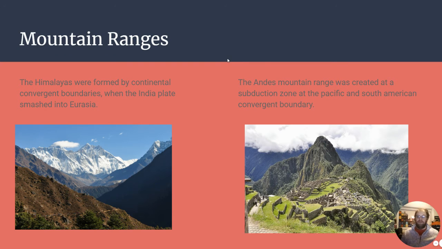Mountain ranges can also be formed in this time, right? The Himalayas were formed by a continental convergence when the India plate smashed into Eurasia, like I said, and the Andes Mountains were created at a subduction zone, this is Machu Picchu, which is on top of these mountains.